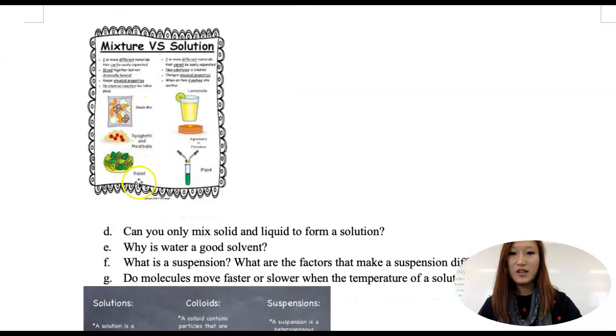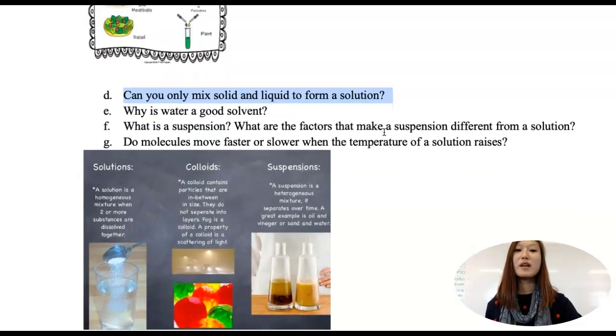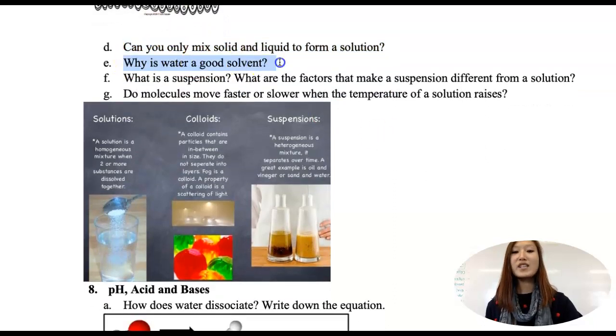So here's another picture showing you the difference between a regular mixture, right? Even a salad, that's a mixture, but a solution could be a lemonade, or if you're putting different chemicals together, you can see this even mixture. Can you only mix solid and liquid to form a solution? The answer is no.